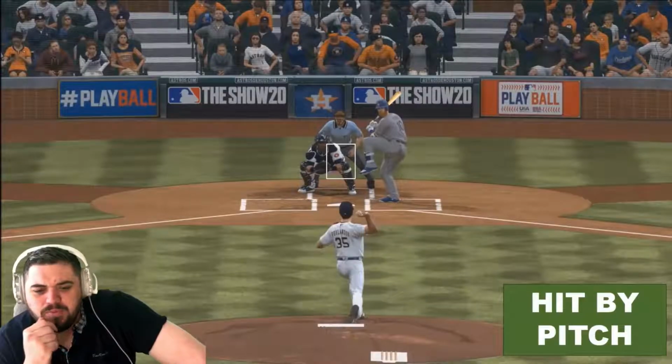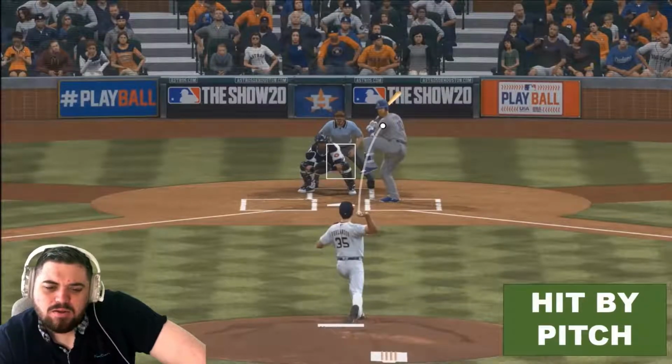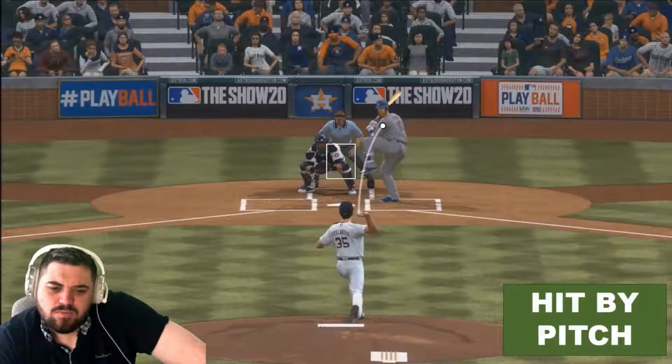Another thing is hit by pitch. So if a pitcher throws the ball and it hits the batsman, then it's a hit by pitch, and then he gets to walk, so he would move to the first base and the next player would come in.